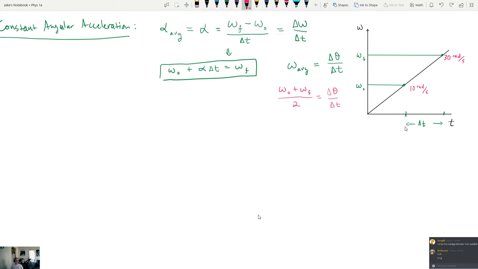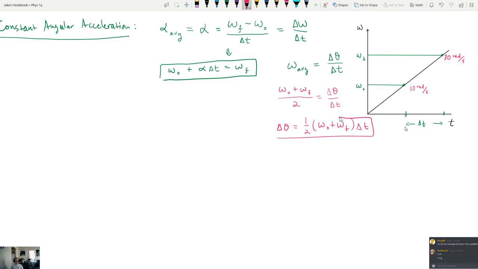Well, yeah, no, I don't think it would work. So it works here, though. And this gives us our second equation. We're just going to rearrange this a little bit and say that our angular displacement, delta theta, is going to be 1/2 of omega initial plus omega final multiplied by delta t. Okay, so that's the second equation.